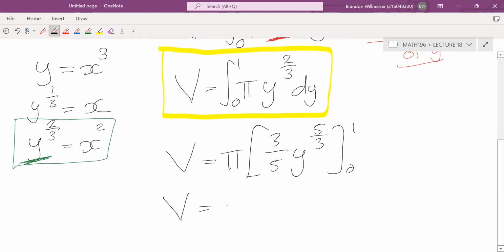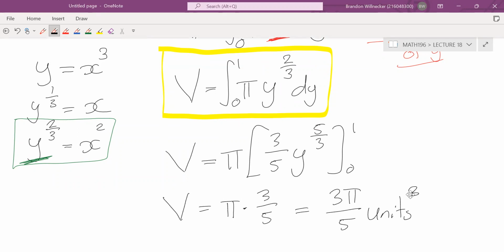So the volume is going to be pi. If I substitute 1, I'm just going to get 1. So that's going to be pi times 3/5. Or we can write this as 3 pi over 5 units cubed. So this is the volume of the shape.